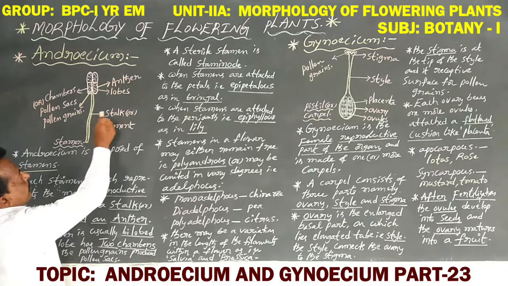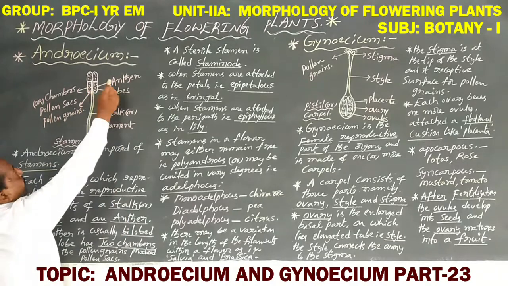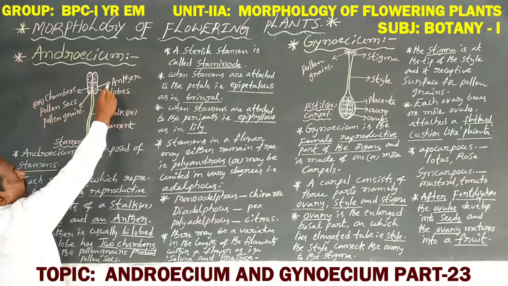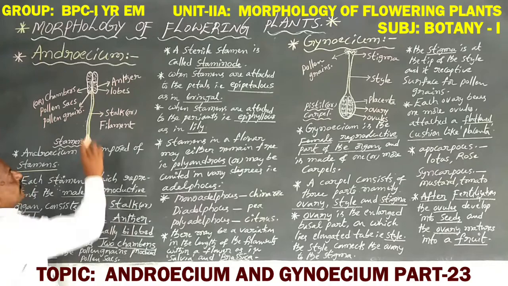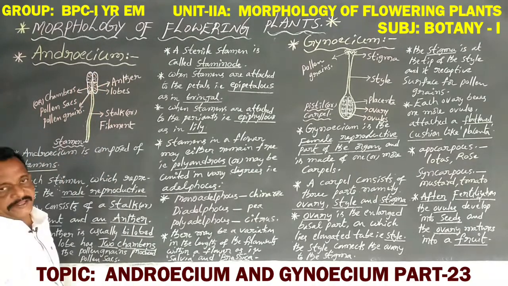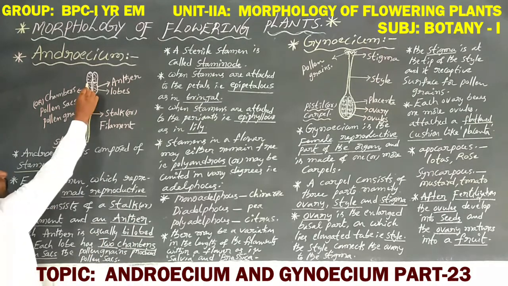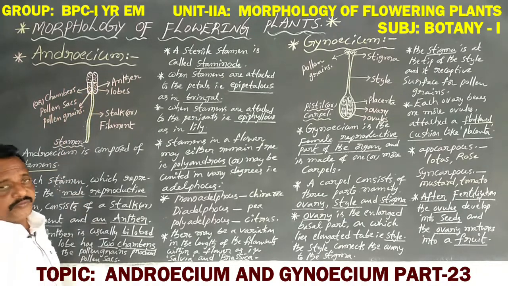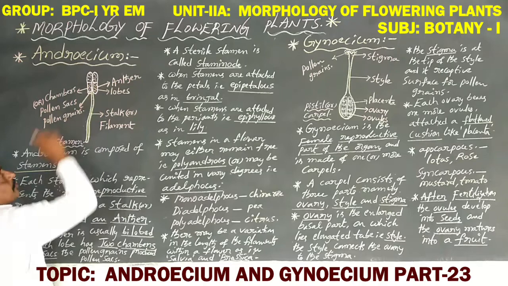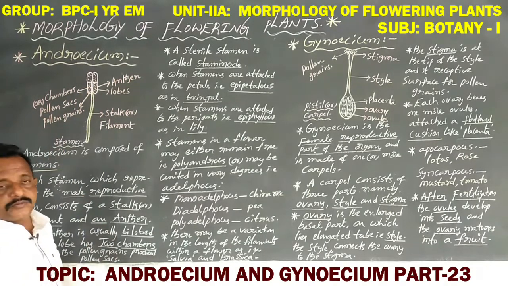One is a stalk or filament, and the other one is the anther. This is a stalk or filament, and this is an anther. Each anther is usually bilobed, that is, two lobes. This is the first lobe and this is the second lobe.